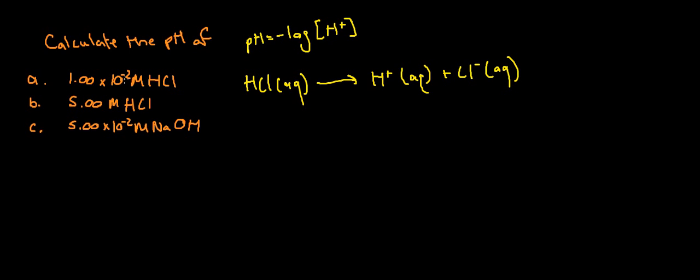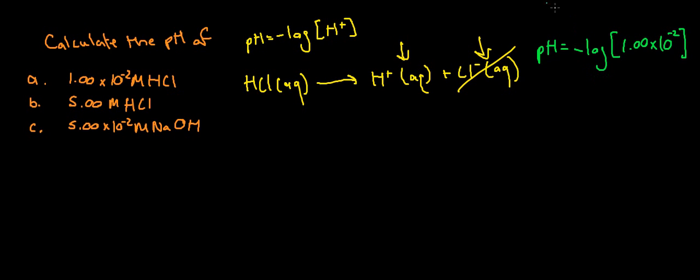If I have 1 times 10 to the minus second molar HCl, then I'm going to have 1 times 10 to the minus second of this and of this. But all I need is the H plus concentration, so I don't care about this one. So if I have 1 times 10 to the minus second molar HCl, I'm going to have 1 times 10 to the minus second H plus. Since this is base 10, the pH is going to be 2.